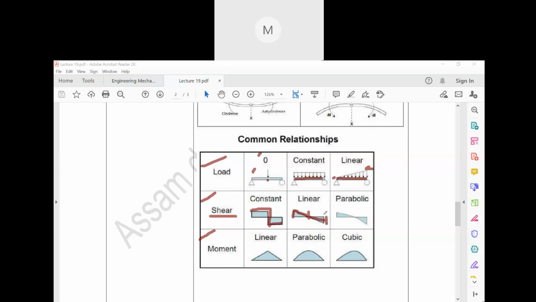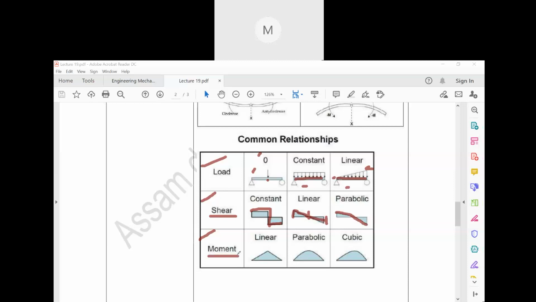Now after shear, there is moment, right? After UDL, there is UVL, uniformly varying load. What is the basic case of uniformly varying load? In uniformly varying load, we have it in the form of a parabolic curve. So it is coming in a parabolic manner. After finding out the shear forces, what we'll find out is the bending moments.